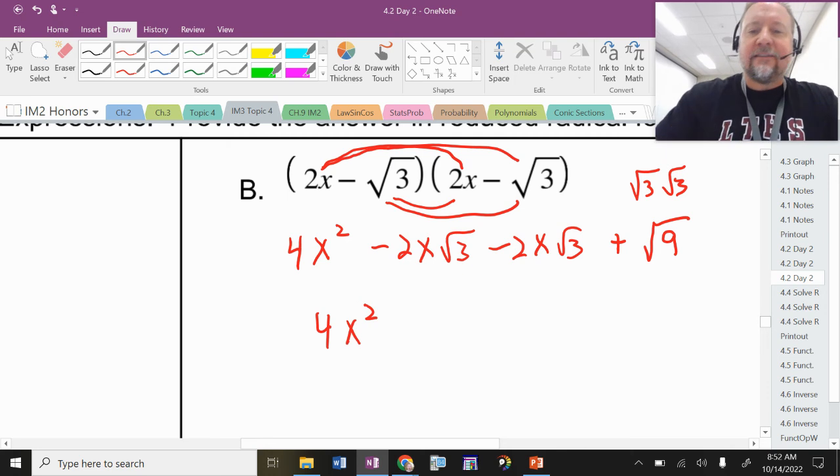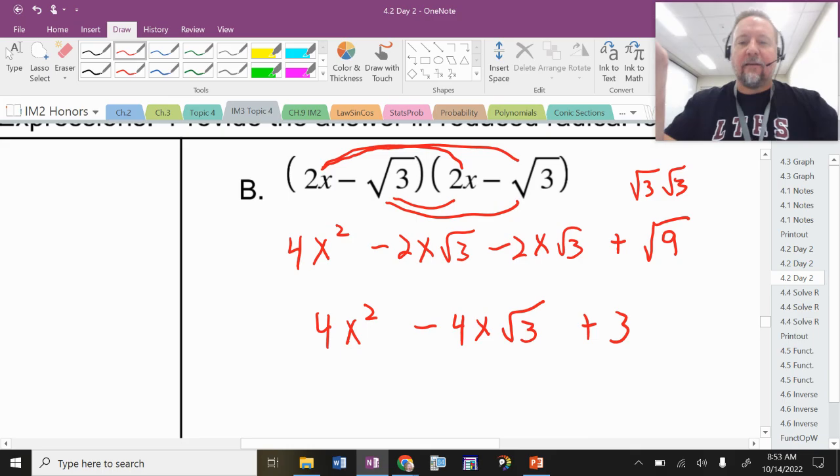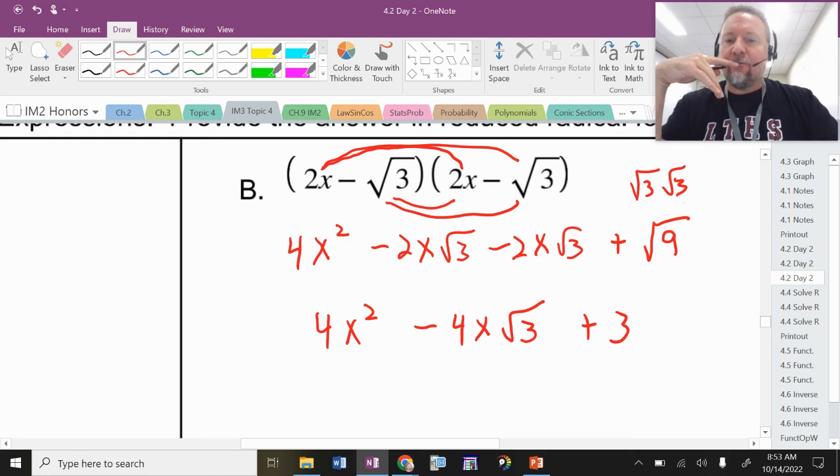And then how do you write this? Descending order? I don't care. I couldn't care less. 4x, who goes first, second, or third? Probably the 4x squared first. And then just because of the order that you did this, the 3 at the end is fine. And then none of these are like terms, is what I mean to say.